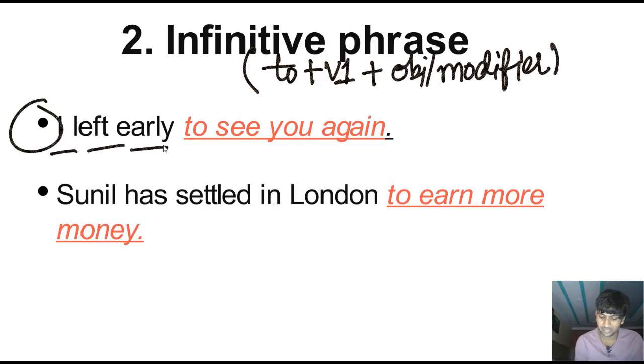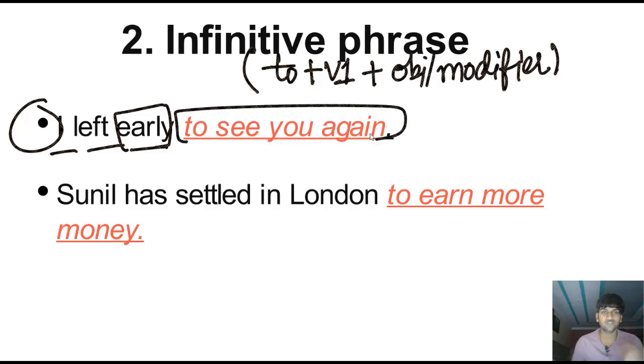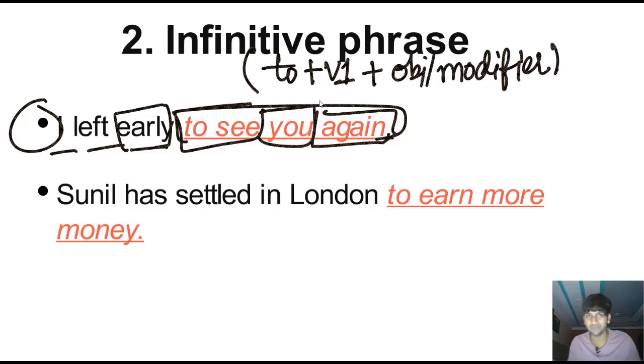I left early. Early is another adverb, adverbial. Why did I do that? To see you again, right? So to see you again is an infinitive phrase starting with the infinitive to see. You is the object, to see whom, you. Again is a modifier, right? So this together forms an infinitive phrase.